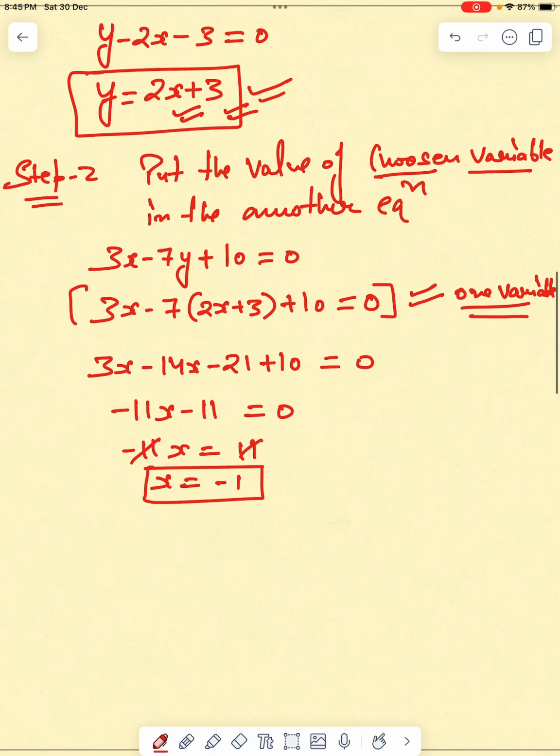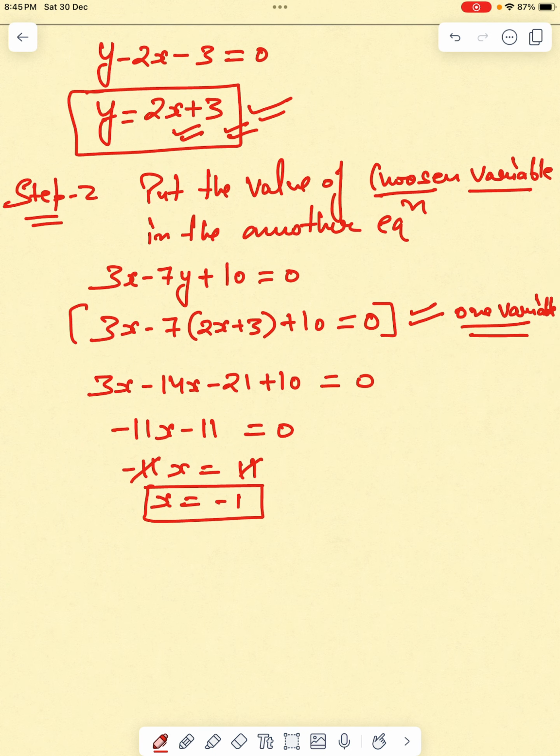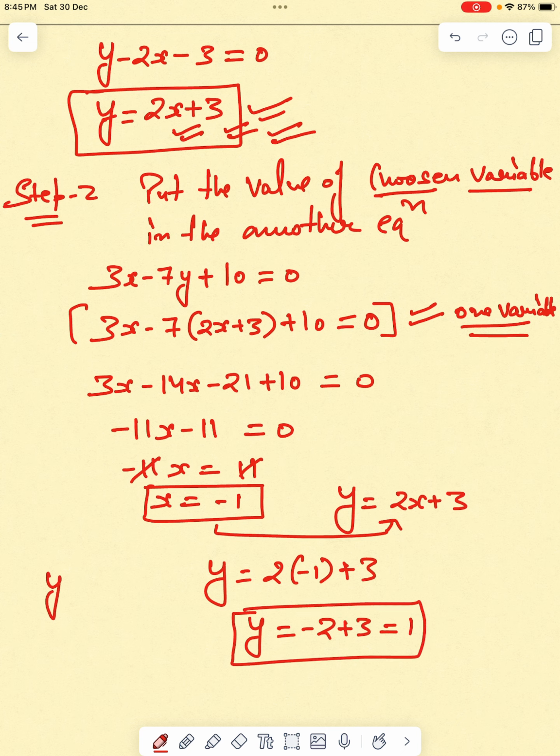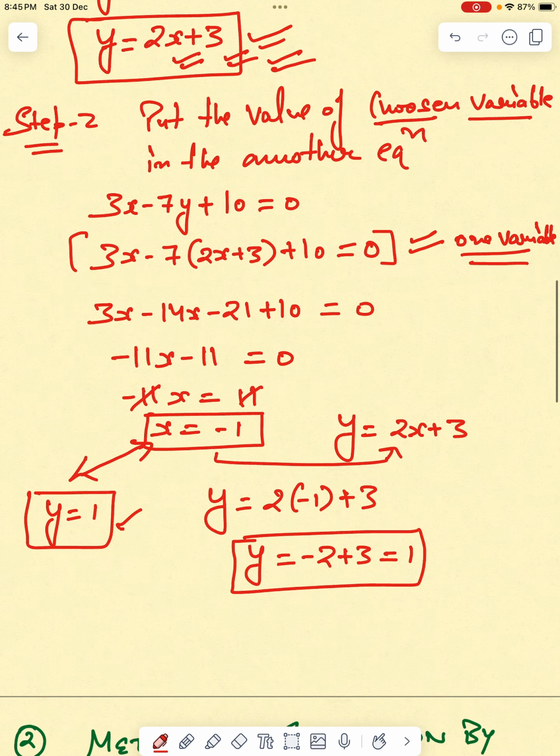Now next part is find the value of y also. Put it in this equation, that is y is equals to 2x plus 3. Put the value of x minus 1 in this part. What will you get? X is equals to minus 1 here and plus 3, so value of y will be minus 2 plus 3, it is equals to 1. So value of the y you are getting is 1. So this is the solution of the given system of equations, that is x is equals to minus 1 and y is 1.